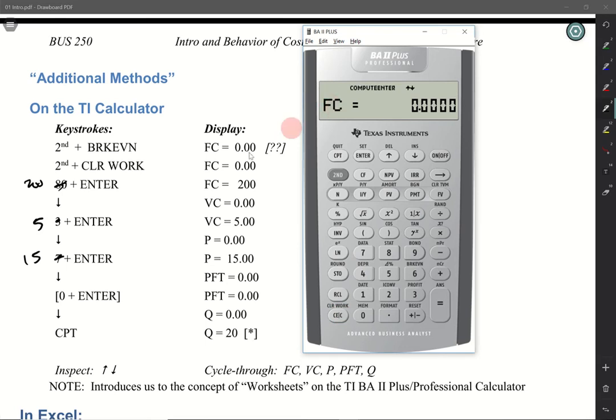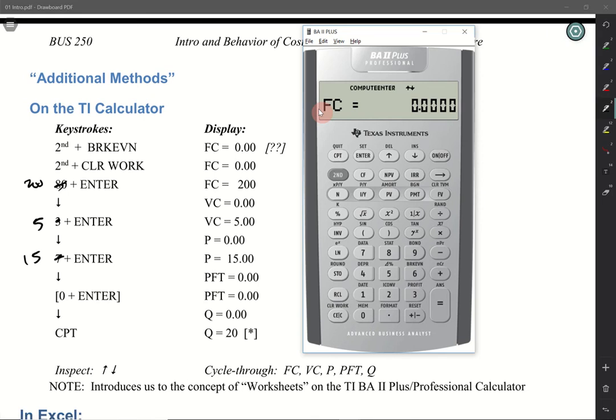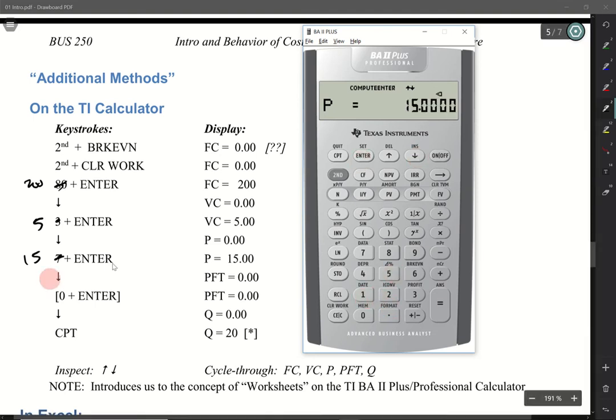And so you see that the display says FC. So what do you think FC is? Fixed cost, right? So you punch in 200 and then press enter. Then this tells you that the next things you can do is either compute or enter or the up or down arrow. So we'll do the down arrow. So VC, that's the variable cost, and in our case it was $5. So we do second enter. So now I put that into the worksheet. So we go down to the next variable in the worksheet. P is the price, and the price was 15, right? So we put in 15 and enter.